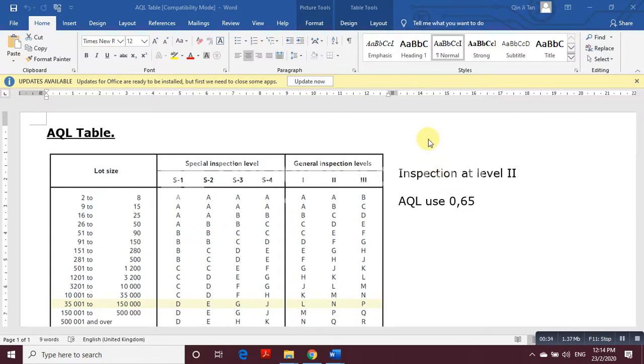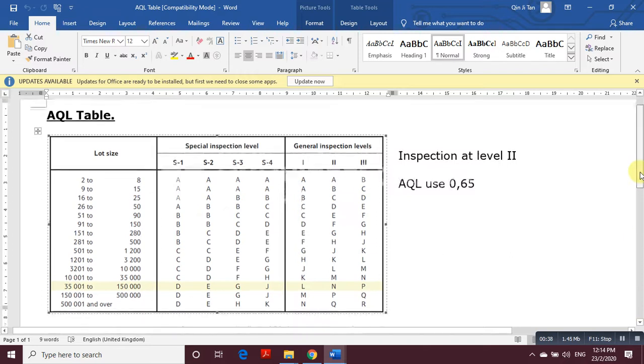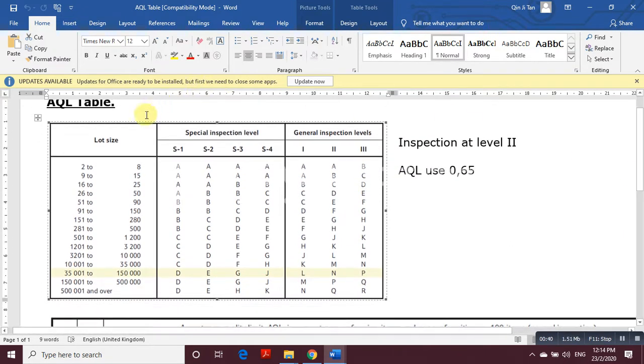So first of all, you may see this table over here, the normal AQL table. On the left there is the lot size. This lot size is the total amount of products being made. And then there are a few inspection levels for us to refer to. Normally for common industries, we use general inspection level 2. So in this level, we just look at this line.